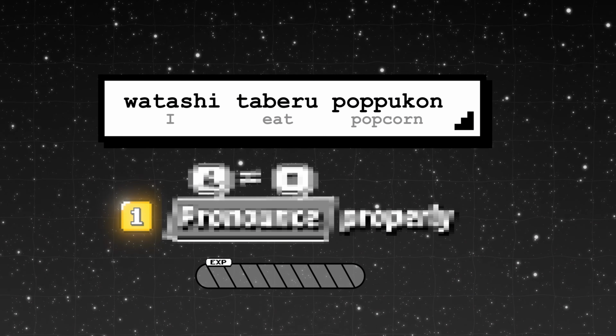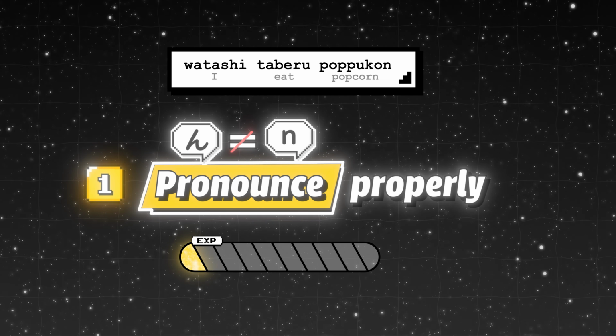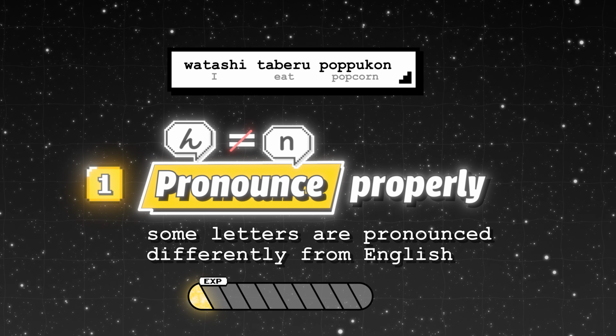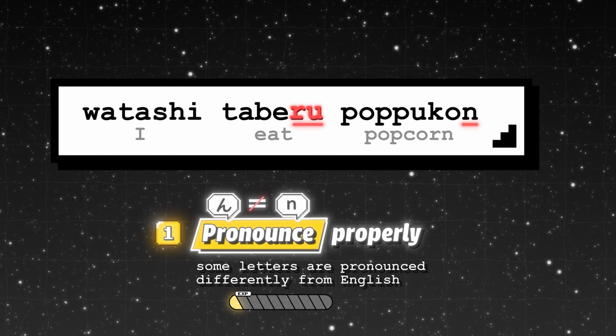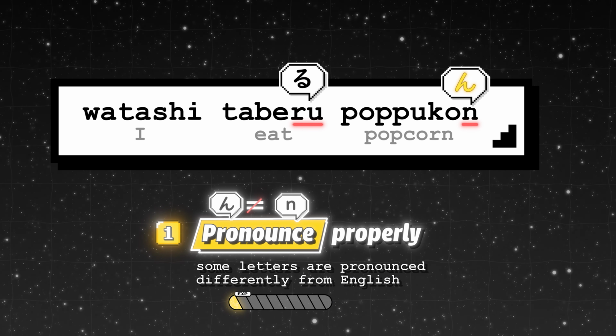And this gives us our first step towards making the sentence correct. Pronounce N and R properly. Some letters are pronounced differently from English, even if they can be written in English. So these letters aren't pronounced taberu and popcorn, but taberu and popcorn.